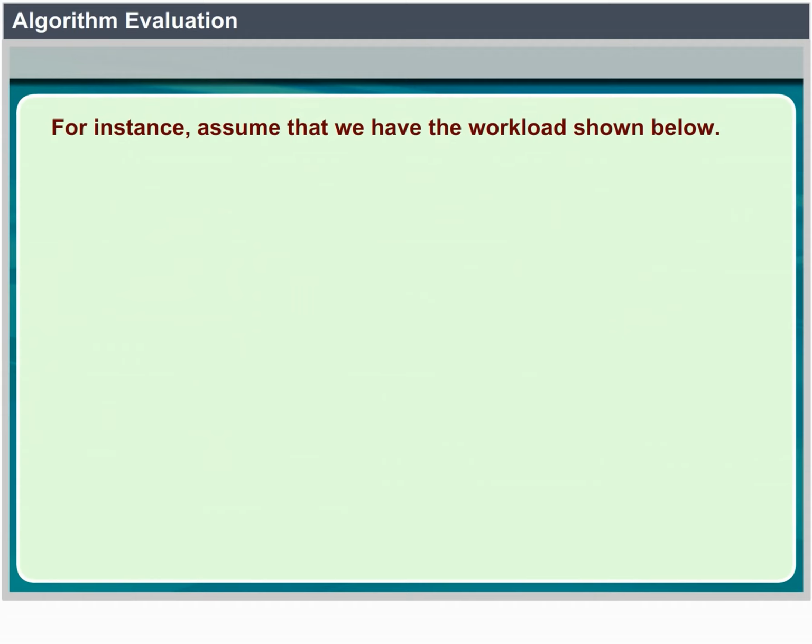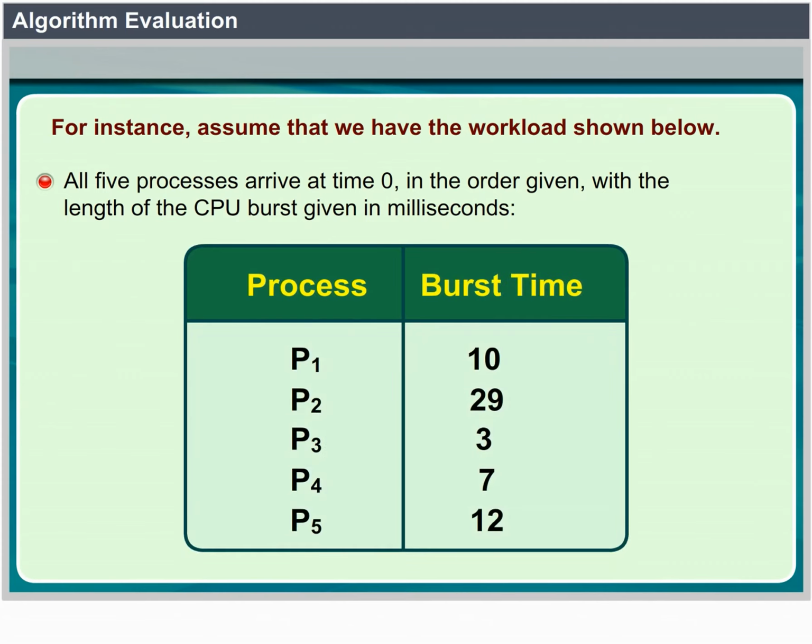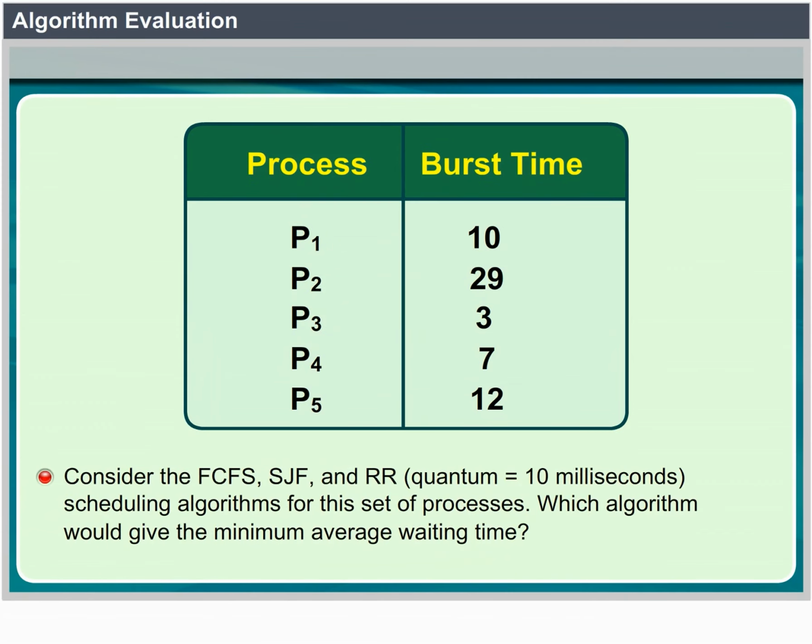For example, assume that we have the workload shown below. All 5 processes arrive at time 0 in the order given with the length of the CPU burst given in milliseconds. Process P1, burst time 10. Process P2, burst time 29. Process P3, burst time 3. Process P4, burst time 7. Process P5, burst time 12. Consider the FCFS, SJF, and RR, quantum equaling 10 milliseconds, scheduling algorithms for this set of processes. Which algorithm would give the minimum average waiting time?